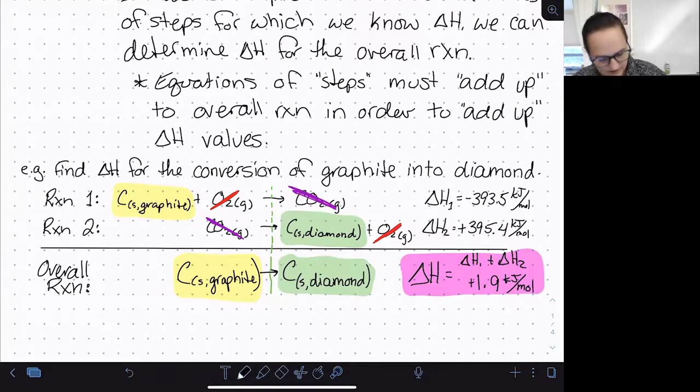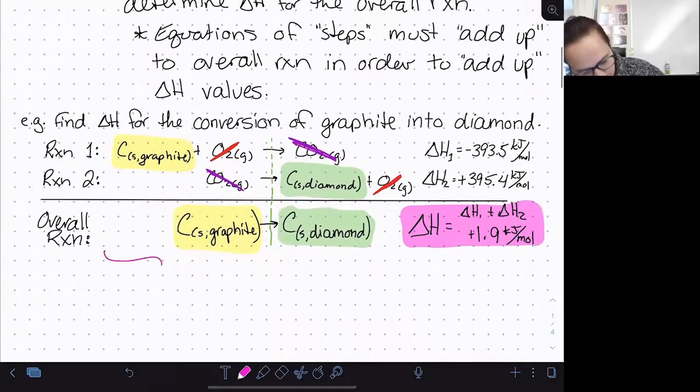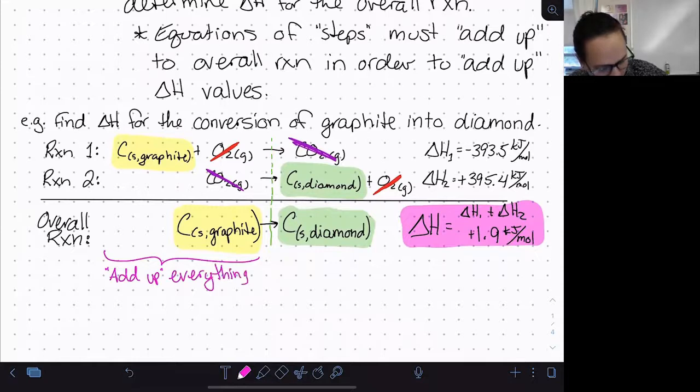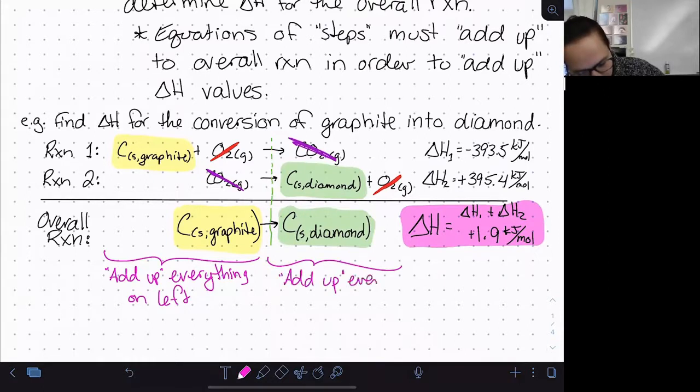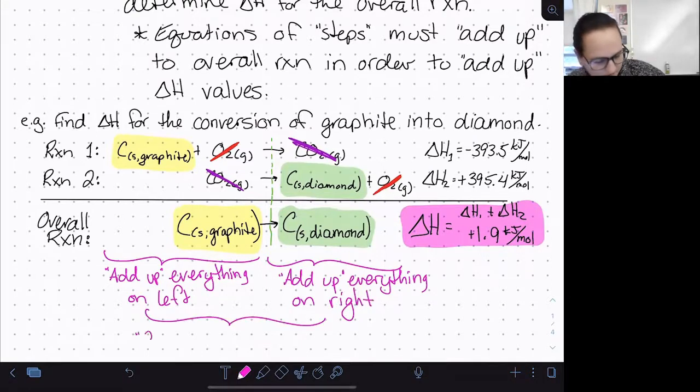So in kind of summary here, what we did was add up everything on the left, and add up everything on the right, and then cancel anything that appears on both sides.